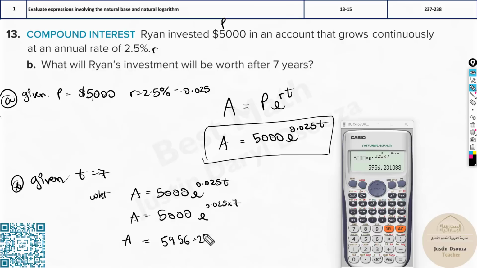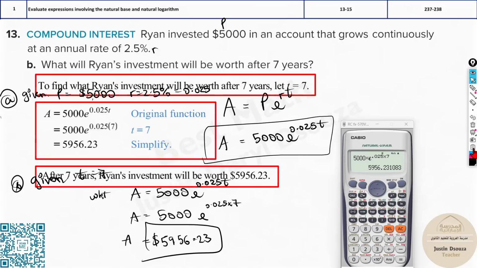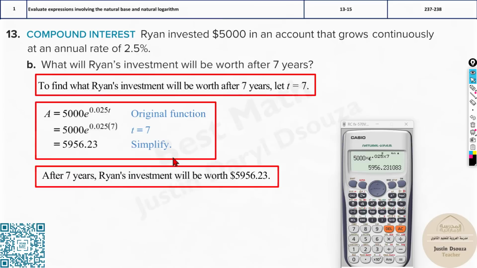$5,956.23. Now here they did not mention rounding off to certain digits or anything. If they have not mentioned, just write 2 digits, that's enough. So the amount is in dollars, and this will be after 7 years. Remember, if they don't mention rounding the answer to the nearest tenth or nearest hundredth, then just do 2 decimal places. This is the nearest hundredth, 2 digits after the decimal point. This is how we solve this problem. Very easy, isn't it? Now that's it in writing.